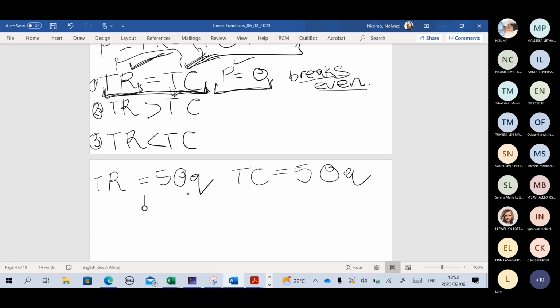If that's the case, you'll take these two and equate them. If you're asked to find Q, you'll equate them and make Q the subject of the formula. And then if you were asked to find the profit function, you will equate these two, and then you'll simplify and say the profit is equal to 0. Let's say maybe you were asked to show that the company breaks even. You'll just take these two and equate them and say it's 0 because they will cancel off. All right, so that's how you'll prove that the company breaks even.